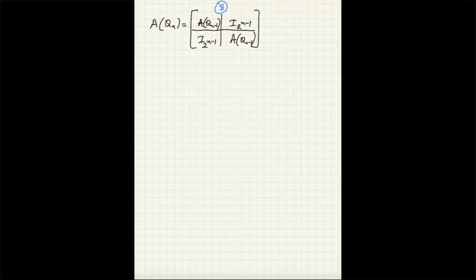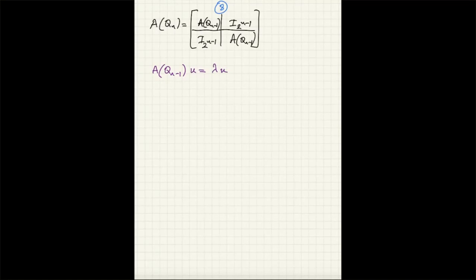And this can be used in many ways. One way you can use it is that you can get the spectrum of this. So I have A(Q_{n-1}), I_{2^{n-1}}. If I have an eigenvector for the n minus one dimensional cube, so A(Q_{n-1}) u equals lambda times u, okay?